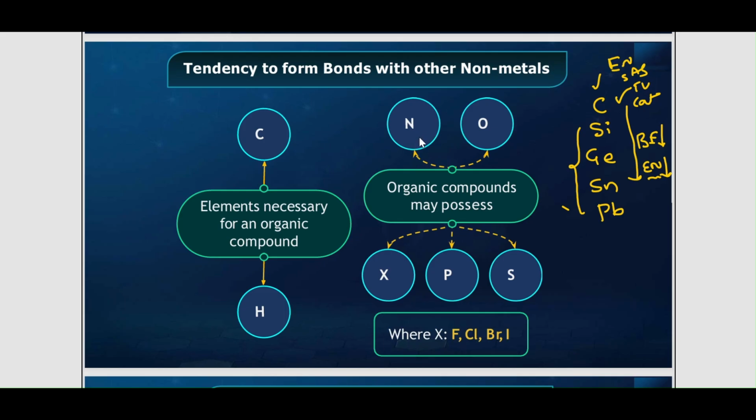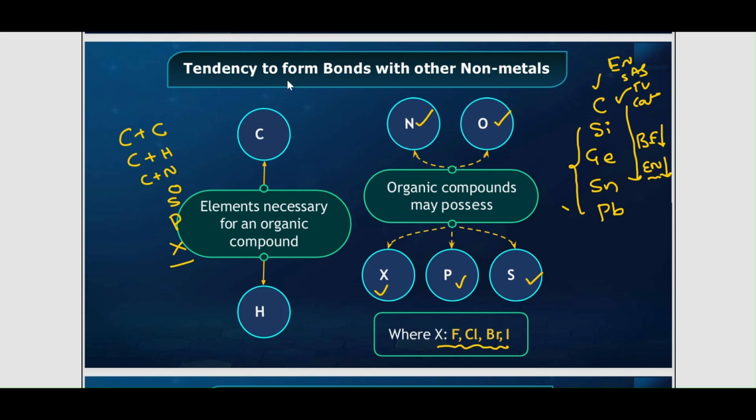You can see the tendency of chain formation with itself or with other elements. Organic compounds, that is carbon compounds, may also contain nitrogen, oxygen, halogens, phosphorus or sulfur. Halogens means the 17th group elements: fluorine, chlorine, bromine and iodine. These elements are necessary for organic compounds. So carbon combines not only with carbon but also with hydrogen, nitrogen, oxygen, sulfur, phosphorus and any halogen.